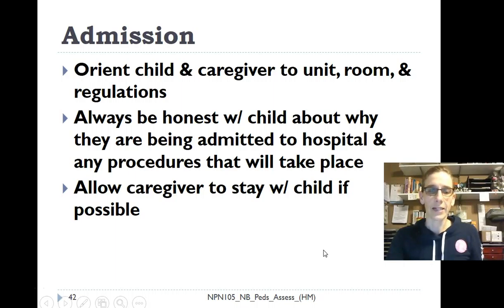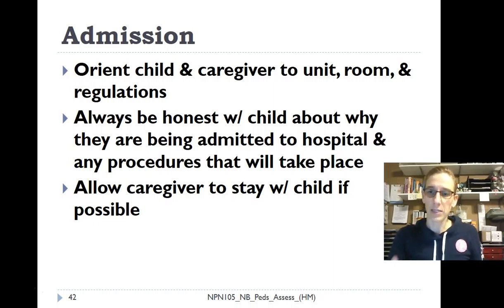All right, so newborn pediatric admission. We're going to orient the child and caregiver to the unit, room, and regulations. Always be honest with the child about why they're being admitted and any procedures that take place. Again, don't lie to them. Don't tell them it's not going to hurt if it is. Allow the caregiver to stay with the child if at all possible.